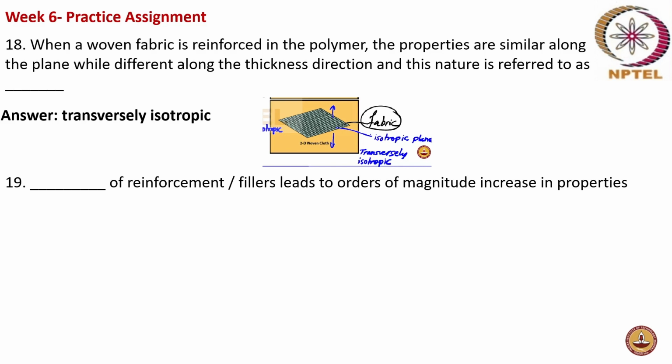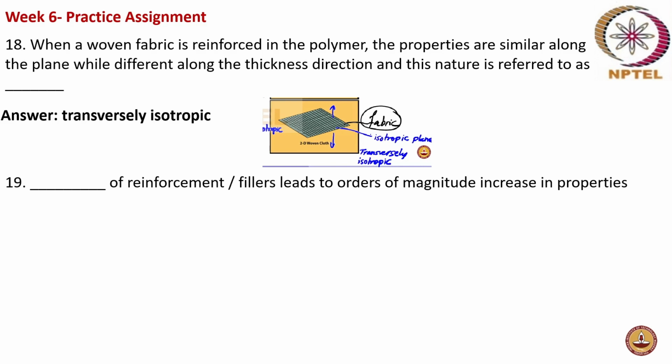Something happens to the fillers in the matrix, in the polymer. Some phenomenon happens to the fillers that leads to an increase in properties by orders of magnitude. You want to give it a thought?